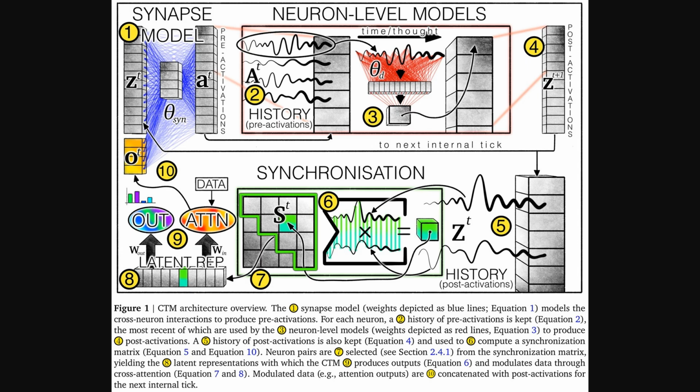From this synchronization matrix, specific pairs are selected, as indicated by 7, to create the actual latent representation 8 that the continuous thought machine uses to produce outputs and guide its attention mechanism 9, which then feeds back into the synapse model 10, completing the loop. It's a really dynamic process.